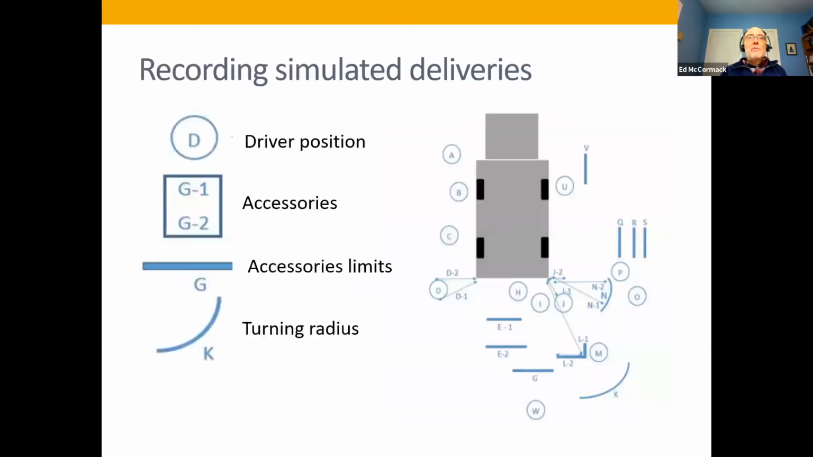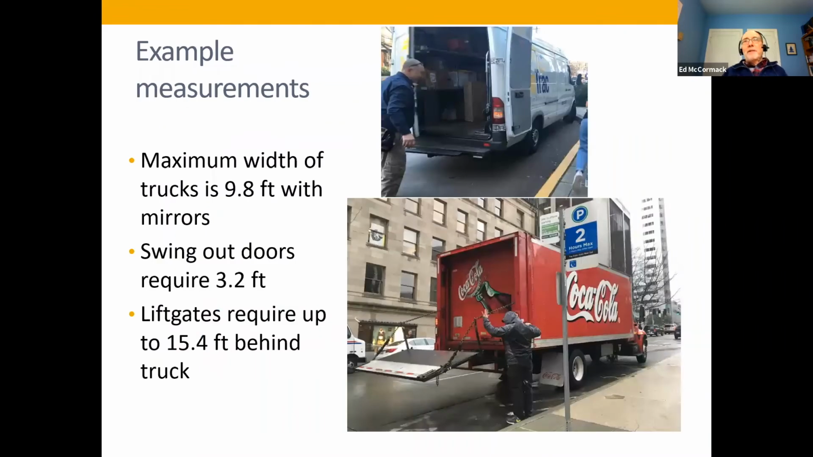So for each one of the delivery activities, we had a pretty intricate diagram here, which we recorded the driver's positions, recorded and measured the location, the accessories, the hand trucks and things like that, how far out from the truck the accessories typically went, and the turning radius of the accessories, particularly the wheeled accessories. So here's just some example measurements.